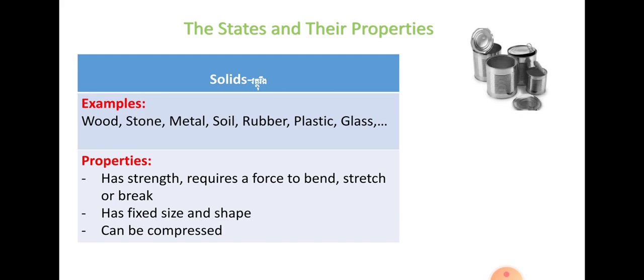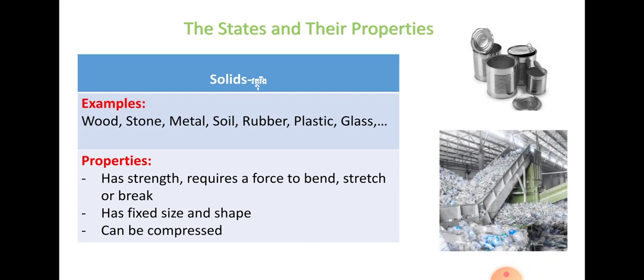So look at the tin here. It is very hard, and also we can compress it, make it become a different shape. So here are the examples of solids and the properties.